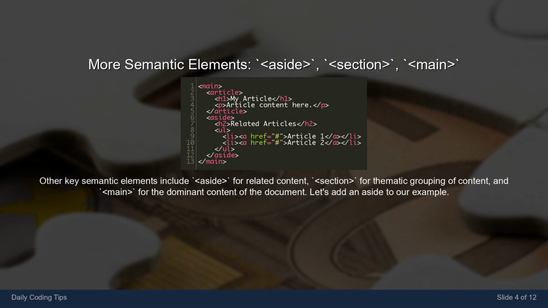Other key semantic elements include aside for related content, section for thematic grouping of content, and main for the dominant content of the document. Let's add an aside to our example.